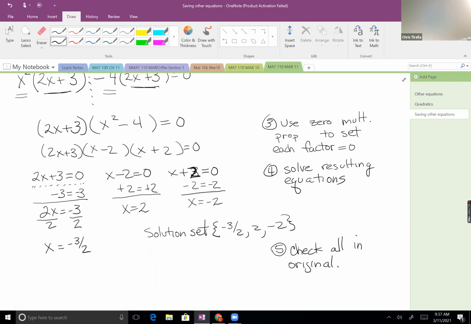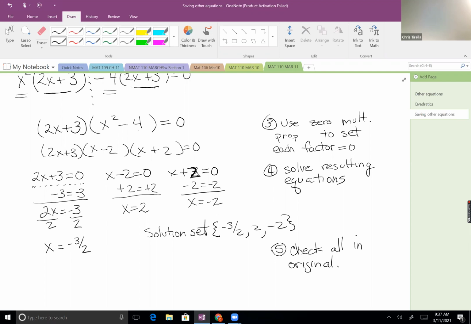Does anybody want to see this check worked out? Or are you folks all right if I'm lazy and skip the check on this one? Any questions on this problem?